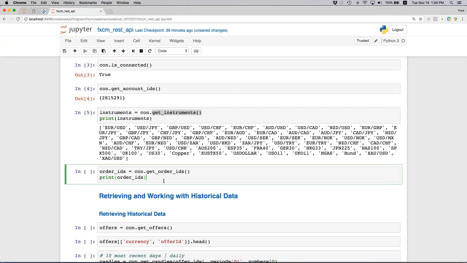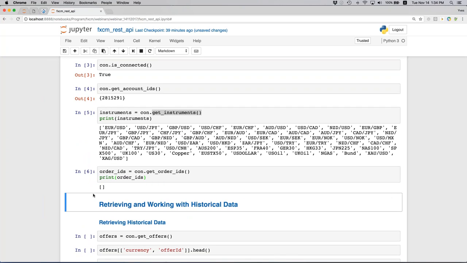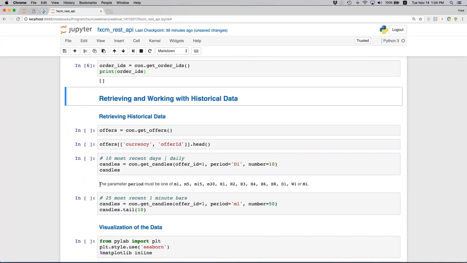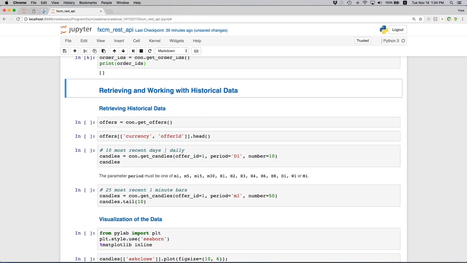When I want to check whether there are active orders, there are none. So later on, this will change. But here in the beginning, I just wanted to show that we don't have any active order in the demo account. Let me proceed to the first real application in terms of retrieving and working with data.